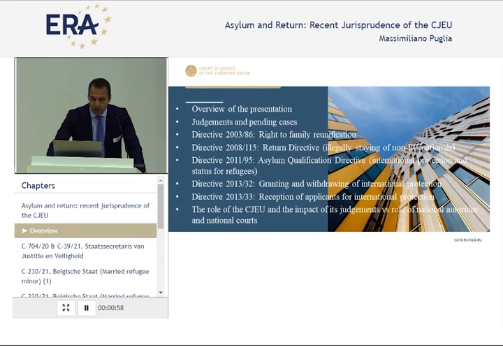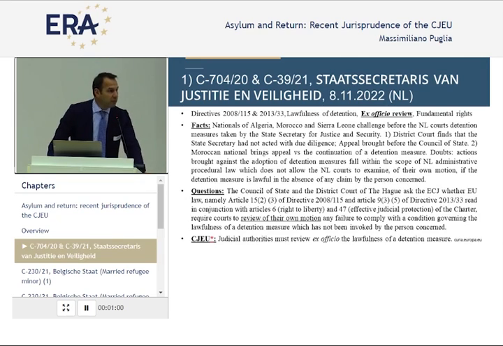Most of the cases we will talk about come from references for preliminary ruling, so from national courts. Why are these cases important? Because the judgment delivered by the Court of Justice must be applied, as you know, in all member states. And all national authorities have to take these judgments into account when they are facing similar situations in similar disputes.